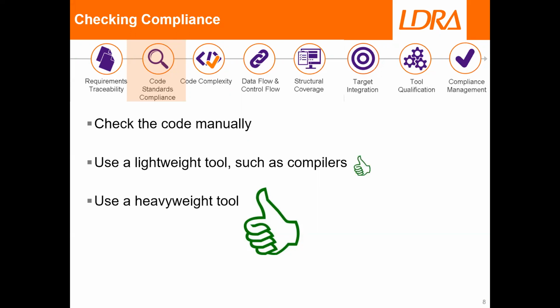For example, one of MISRA's rules is: a project shall not contain unreachable code. It sounds simple enough, but it's actually not completely possible to know whether there is or isn't any unreachable code without doing dynamic analysis, or structural coverage and unit testing.